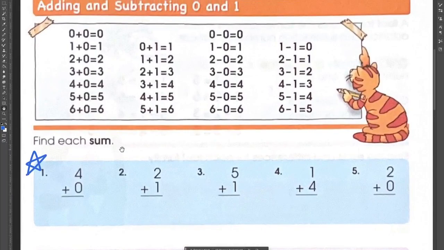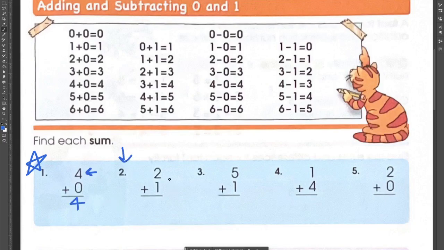It says find each sum for the first row, so 4 plus 0, and the key to looking at problems with adding 0 is to realize that 0 is essentially nothing. When you add nothing to something, you just have that something. In math terms, that means that whatever you add 0 to, in this case 4, the answer is just going to be the same as that since you're just adding nothing.